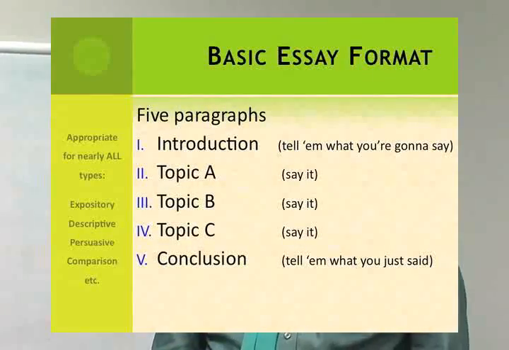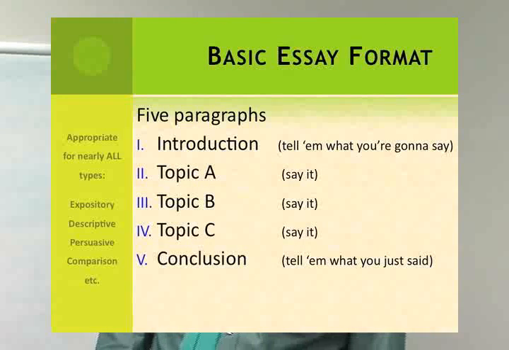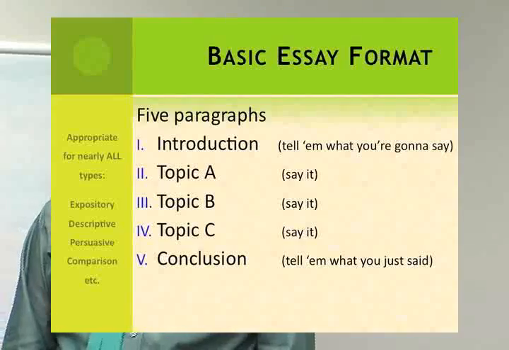These are the 5 paragraphs. This is the format that's appropriate for nearly all types of essays. And you see the first paragraph is introduction. Then you have your topic A paragraph. That topic is about the thesis. Topic B is the 3rd paragraph, topic C for the 4th paragraph, and then a conclusion.